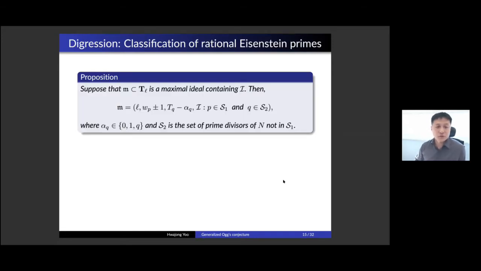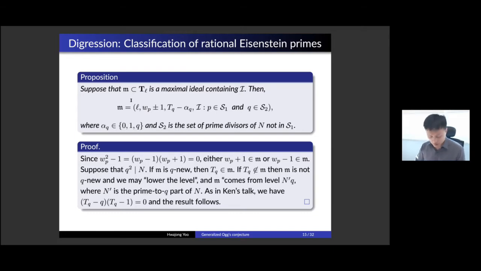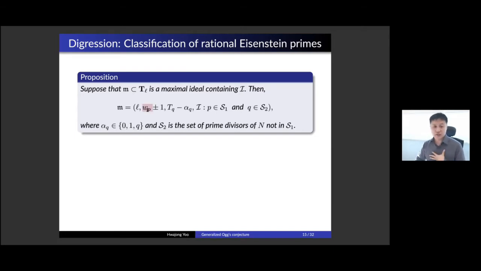So the classification of rational Eisenstein primes is as follows. Suppose that M is the maximal ideal containing this Eisenstein ideal I. Then, well, we don't know the eigenvalues of T_Q and W_P in general, but the theorem tells us that this eigenvalue is either 1 or -1 because it is an involution. And because the residue field is of characteristic L, it contains L.